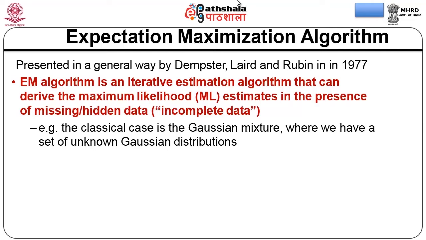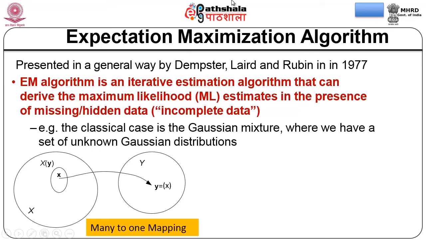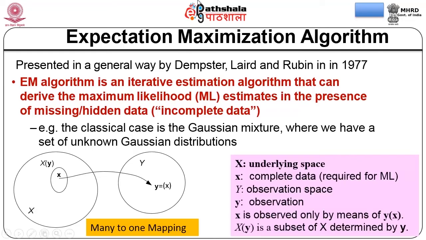So, EM is also called an estimation algorithm. It is basically a many to one mapping. If you look at this, capital X is the underlying space and small x is the complete data. This is required for machine learning. Then Y is the observation space and small y is the observations. So, x is observed only by means of y of x, and capital X of y is a subset of X determined by y. So, our job is to find out this y.